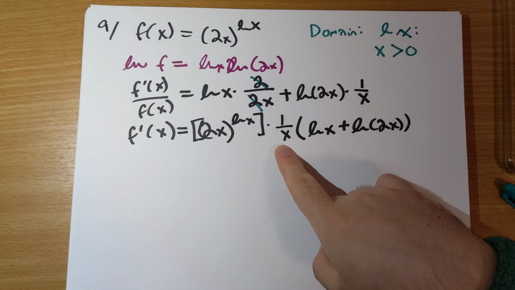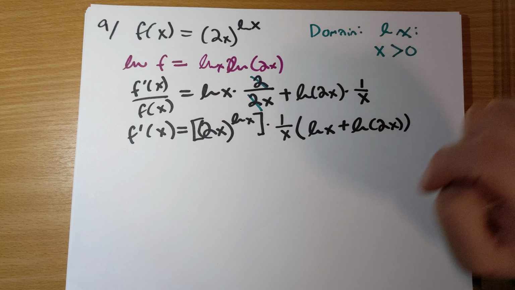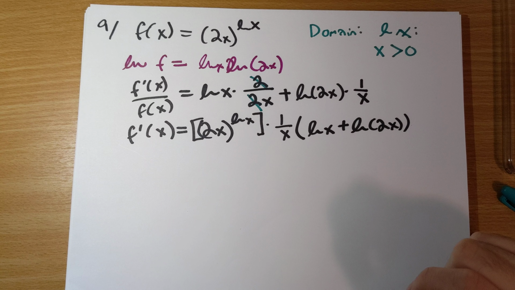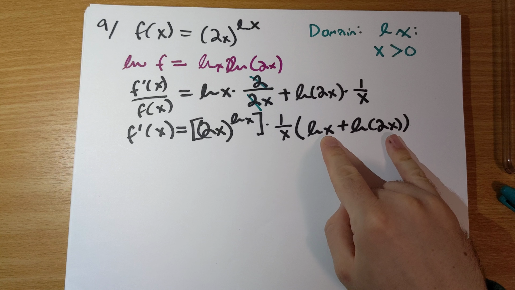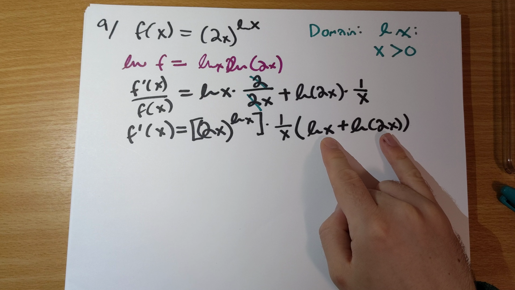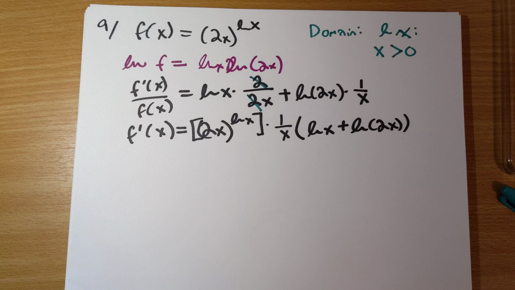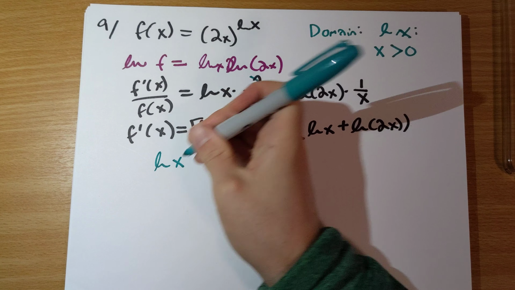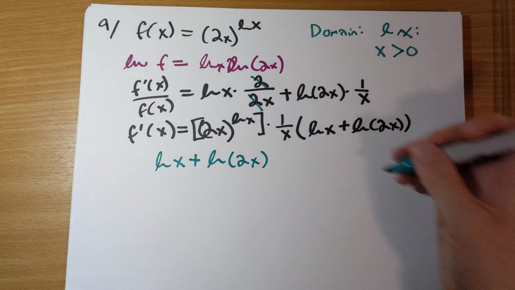1 over x is undefined if x is equal to 0, but again, that's already ruled out from the domain here. So the only thing we have to worry about is natural log of x plus natural log of 2x. When is this equal to 0? And when is this undefined? Well, this is once again undefined if x is less than or equal to 0, which is ruled out from the domain. So we can conclude that the only thing we care about here is: is natural log of x plus natural log of 2x equal to 0?